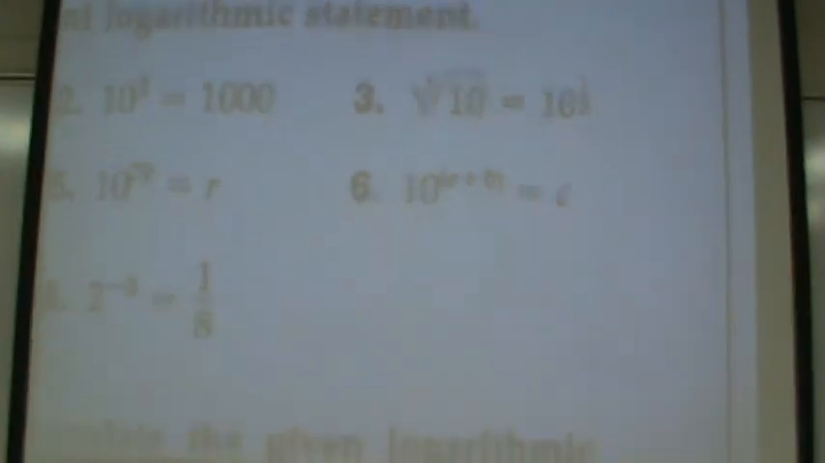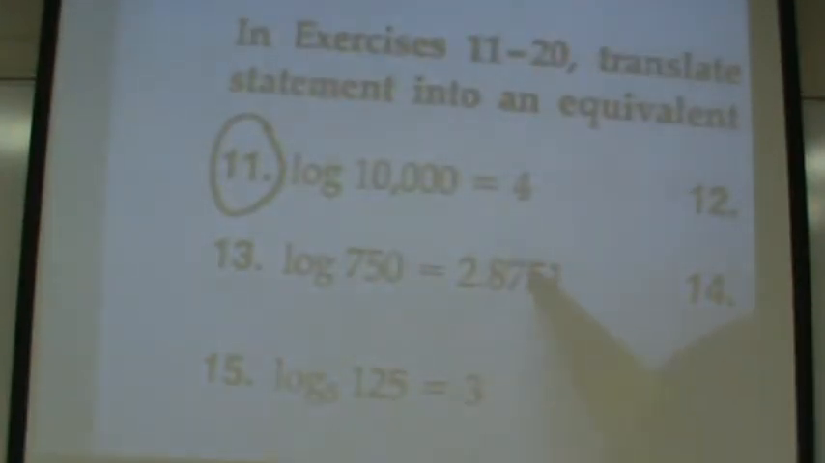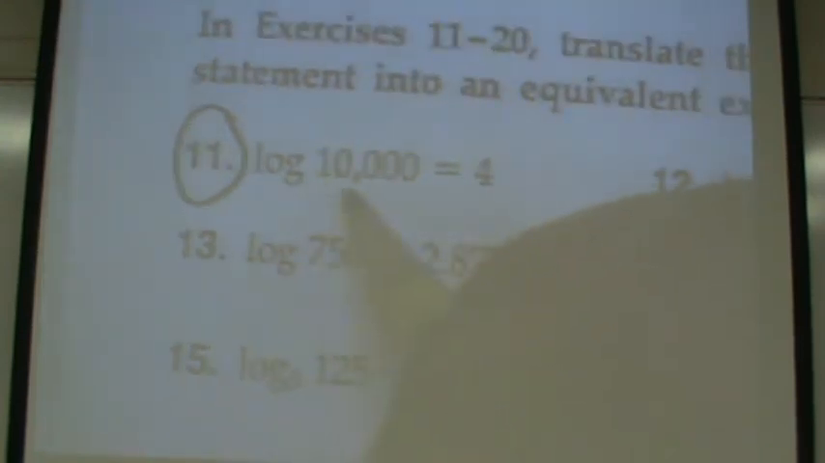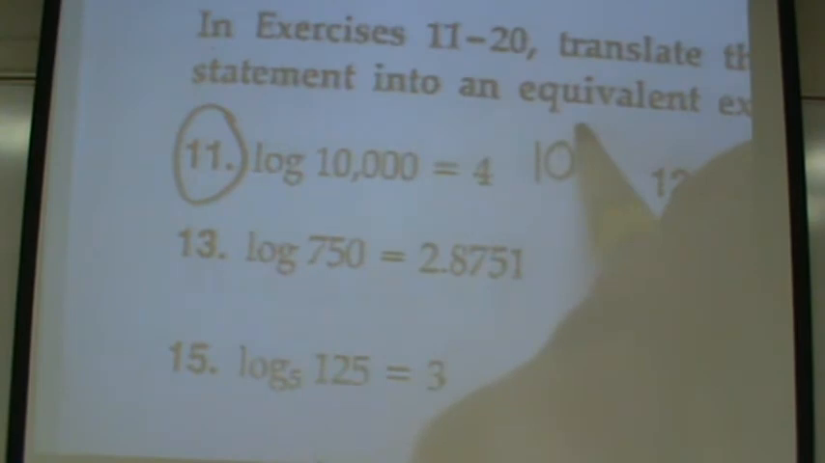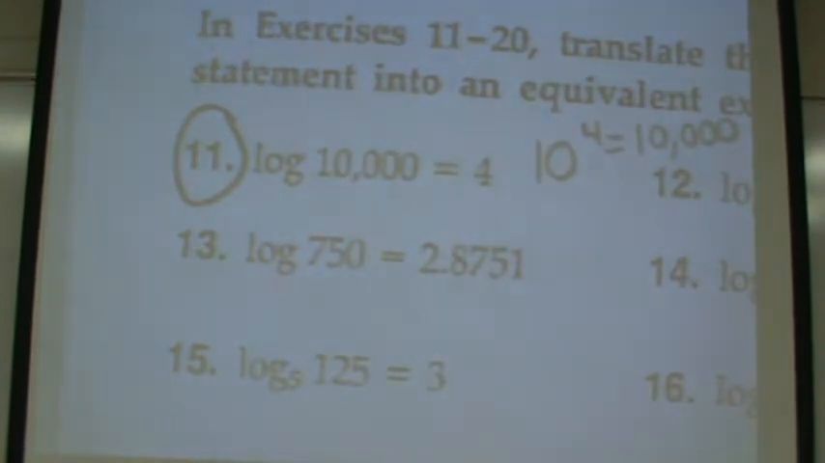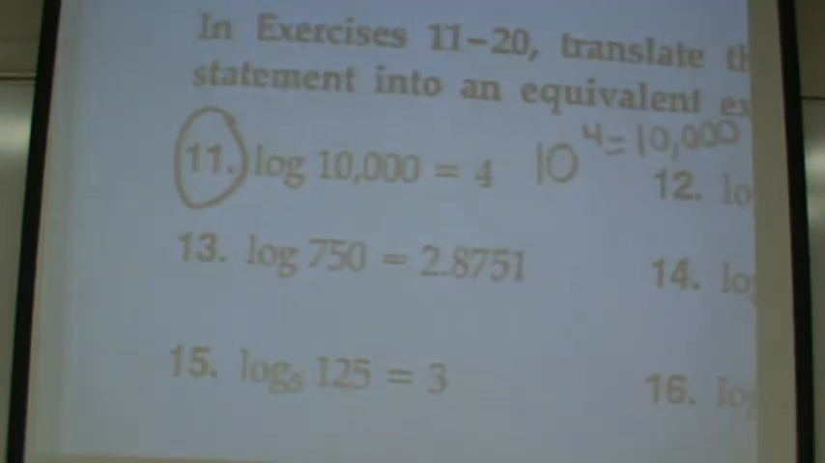Okay, skip to 11. How do you translate this into exponential form? What's the base here? It's 10. So this would be 10 to the 4th power is 10,000. Easy? Okay, next one. Go to 21.